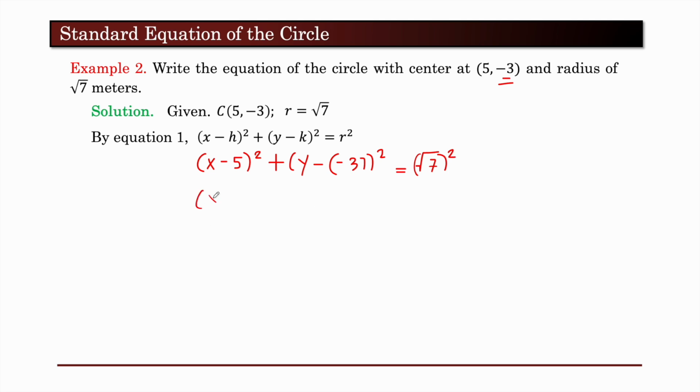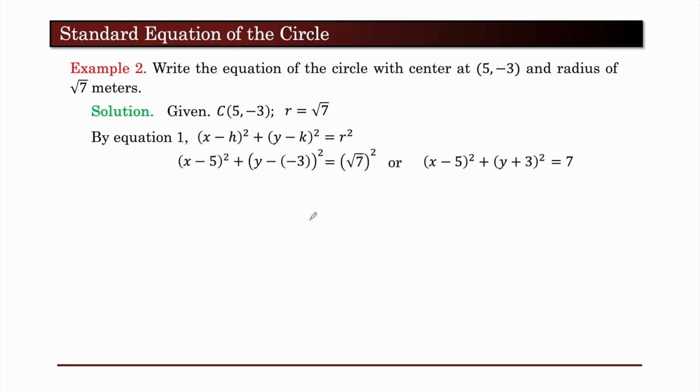Now, rewrite x minus 5 square. Here, we have negative, negative. It turns out that we have y plus 3 square. Because negative and negative will yield a positive. And the square root of 7 square, remember, if we square, the square root sign will terminate. So, we have 7 only on the right hand side. And this is your final answer. Yun na pala yun. Ayos.